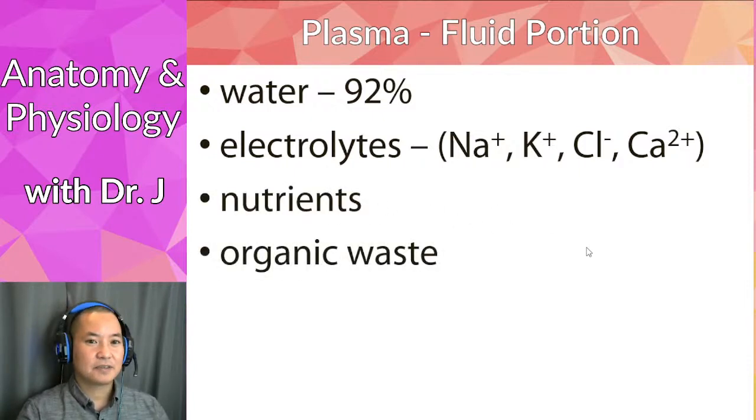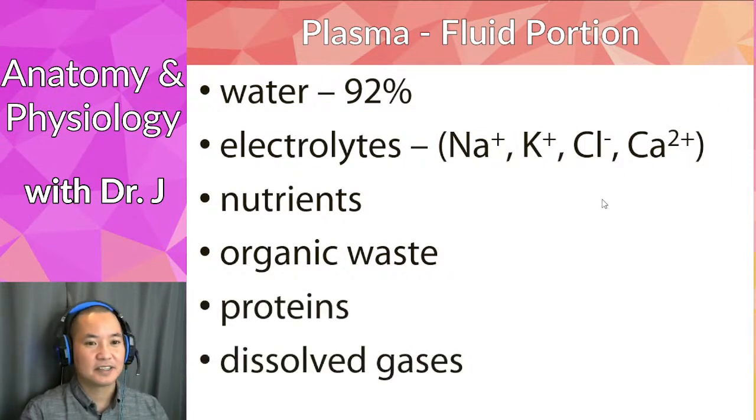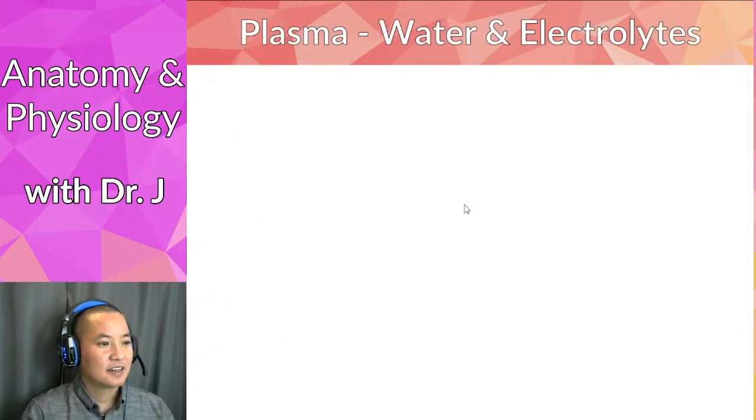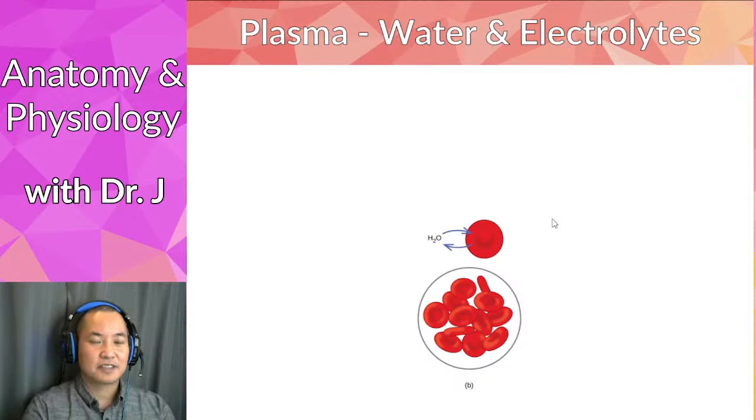Nutrients and organic waste, because your blood is not only important in delivering all the nutrients and oxygen your cells need to stay alive, but it's also important in removing the byproducts and the waste that would accumulate if you didn't have blood flow to an area. There are also many different types of proteins and dissolved gases like oxygen, carbon dioxide, and even nitrogen does dissolve in blood to an extent.